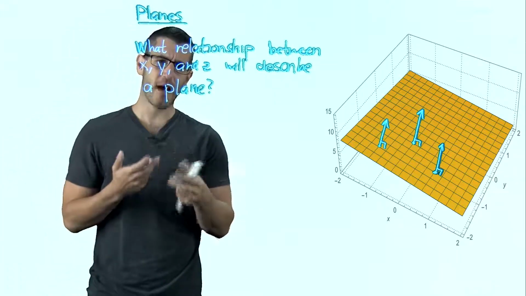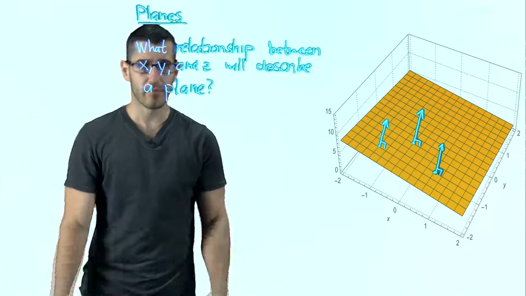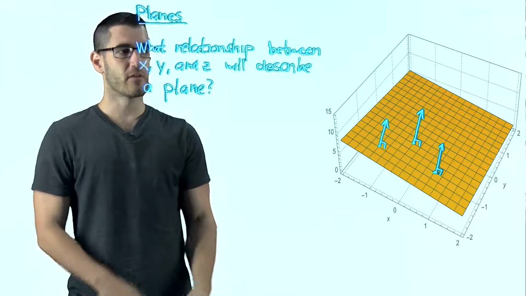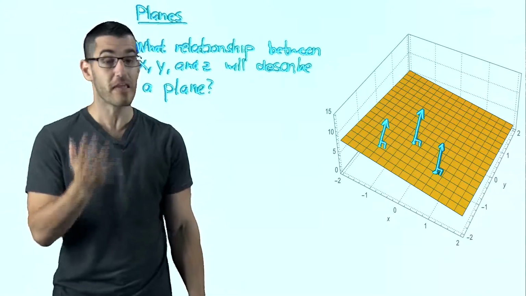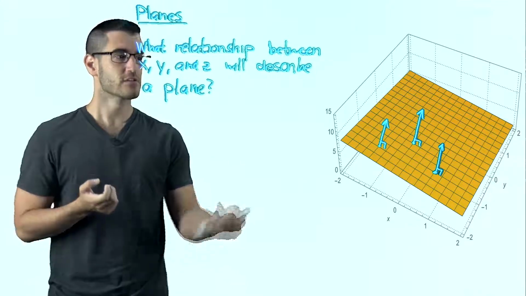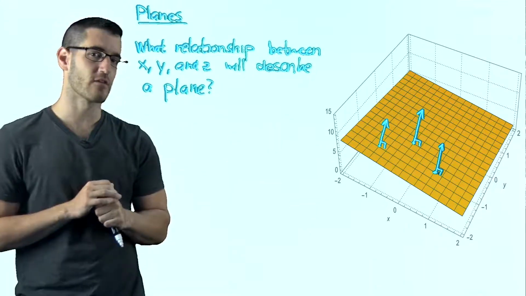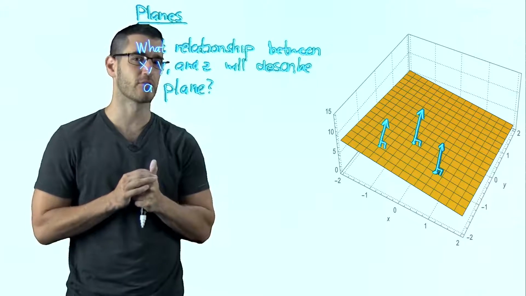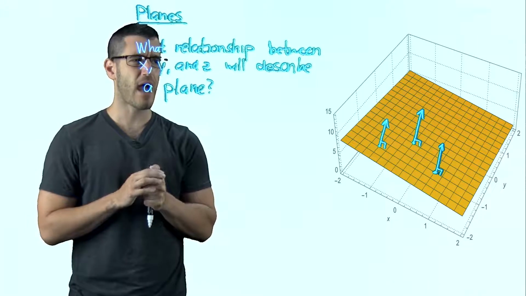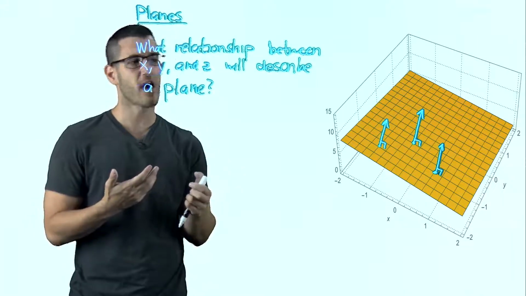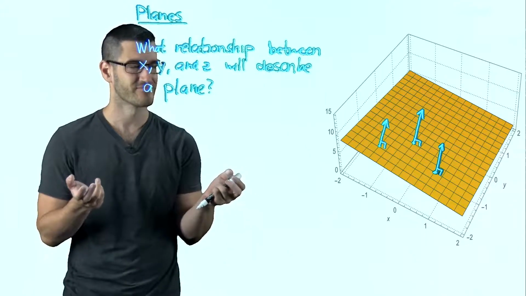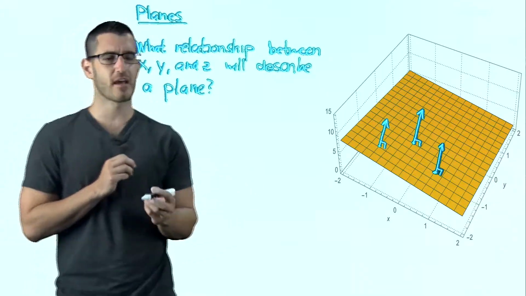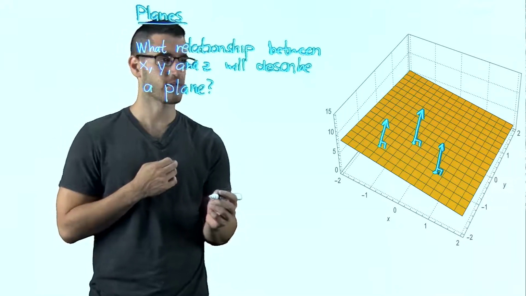When we're talking about vectors being parallel or perpendicular, we want to talk about it in the context of vectors. So we can talk about these vectors that I've drawn on the picture as being parallel to each other, but how do we talk about one of these vectors being perpendicular to the surface? Well, here's a way that we can think about it.